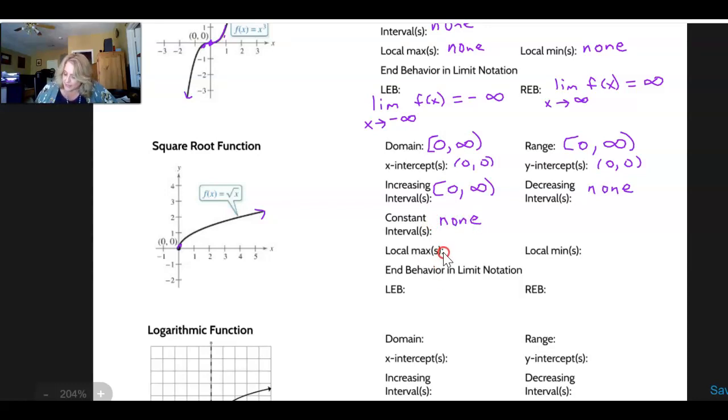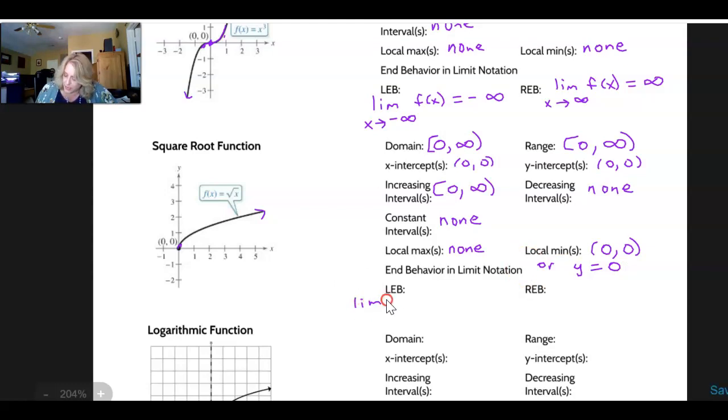There's not a local max, right? There's not a high point, but there is a low point. There's a local minimum, okay? And so we would say this minimum value is 0, 0. We'd write it as an ordered pair, or you could say y equals 0. Remember, you can write mins and maxes in terms of y, and that would be okay too.